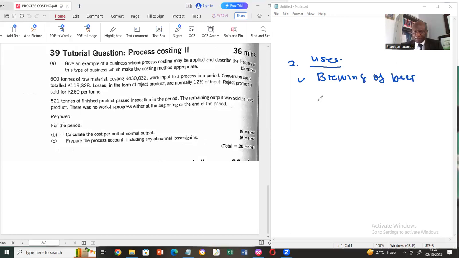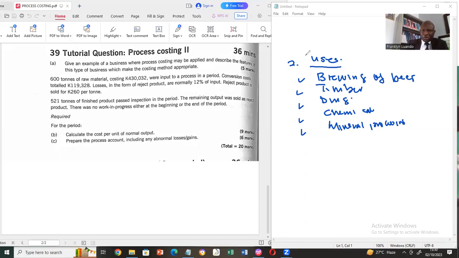There's a process that takes place. Number two, also it is used in timber processing. It's a process, timber processing. We have the drug processing. We also have the chemical processing. It can also be used in mineral processing. So we have a number of them. Also meat processing. So these are the industries where process costing can be applied.